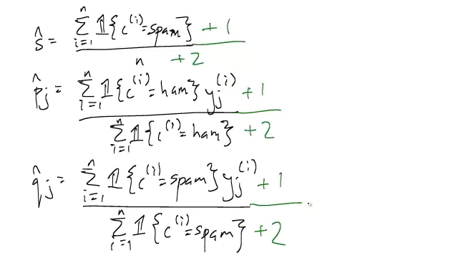Alright, so what does this mean? Well, it means that we pretend that we observe one more email that was spam, and also one more email that was ham. So that's why here we have a +1, and then there's +2 in the bottom. And similarly for PJ hat, the probability of word j appearing in ham email, we're going to pretend that we saw one more occurrence of word j in ham emails, as well as one more no occurrence of the word j in ham emails, which is why it's +2 in the bottom. Similarly for the QJs, alright?